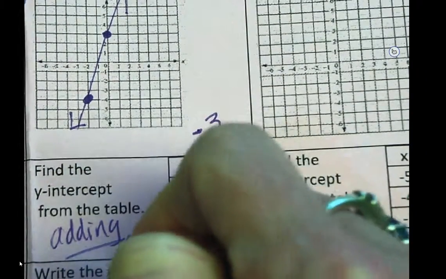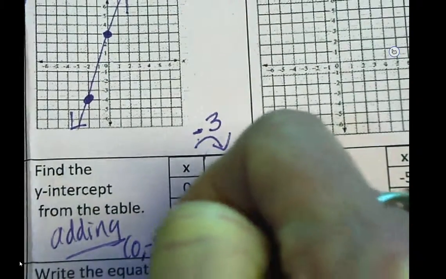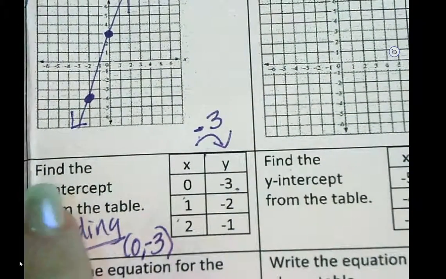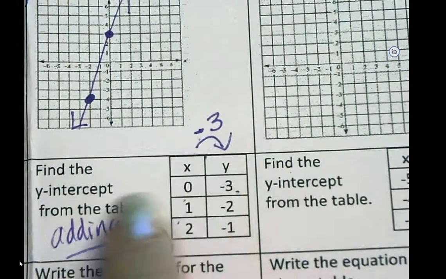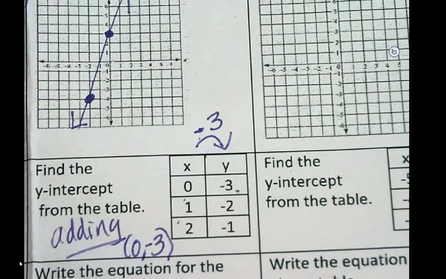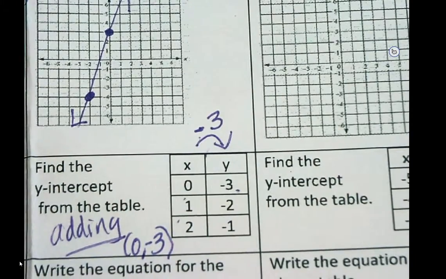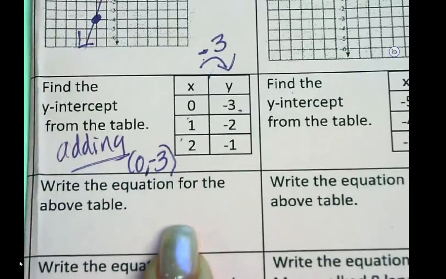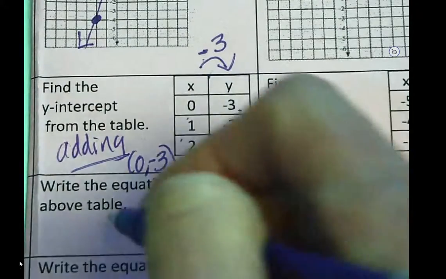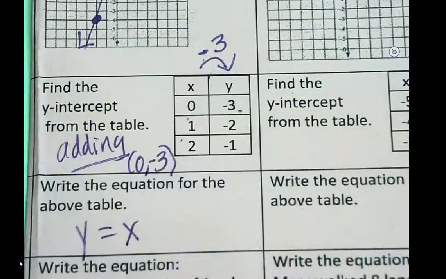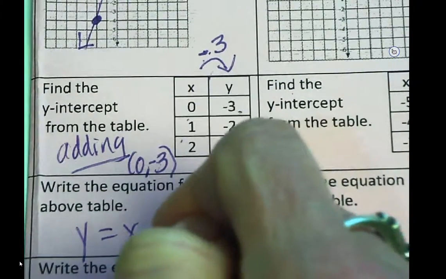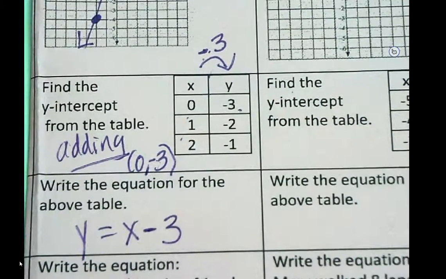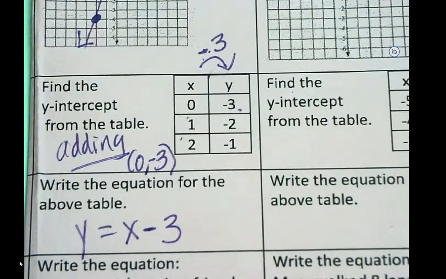So my y-intercept would be 0, -3. So when you have a table, if it's multiplicative, that's going to be your slope. But if it's additive, that's going to be your y-intercept. So the equation for that table, we know that the slope is 1, so it's just x. And then it's -3, our y-intercept. Okay? And then the last one, the equation.